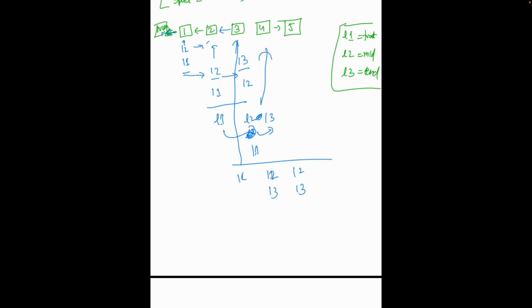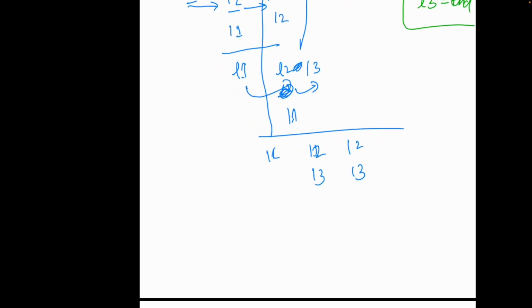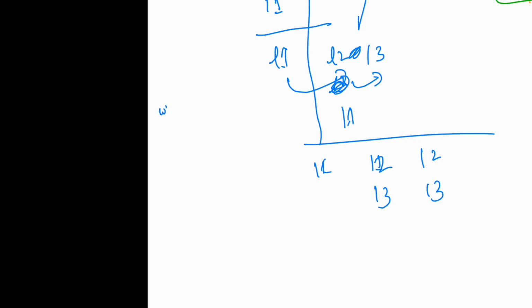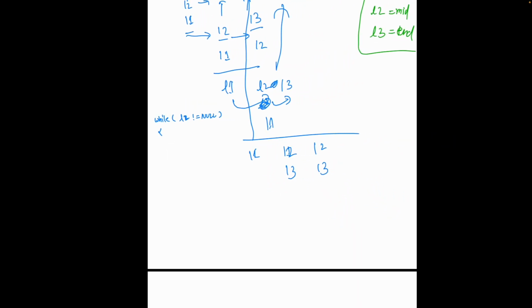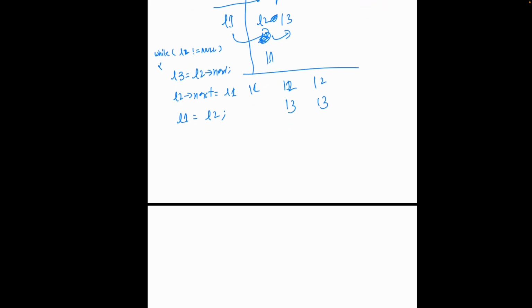Basically, let me write the code quickly to show you what I mean. So this will be the core logic. While L2 is not equal to null, first we're going to say L3 is equal to L2's next. Then we're going to say L2's next is equal to L1. Then L1 equals L2, and L2 is equal to L3.